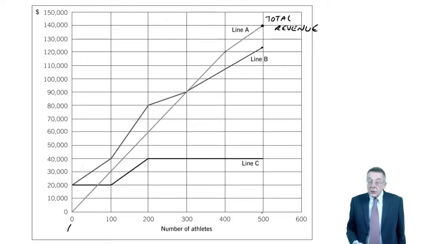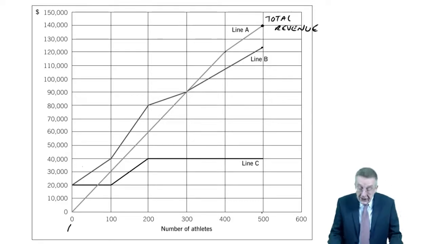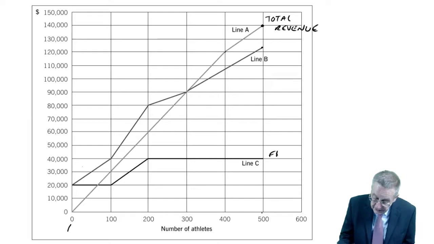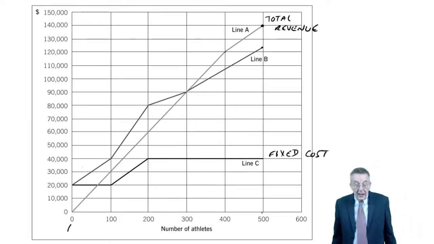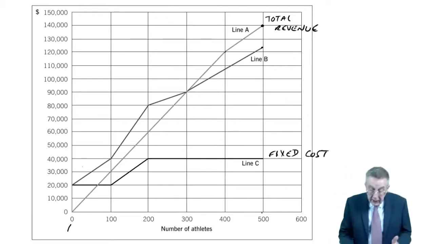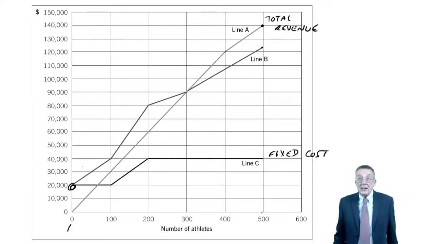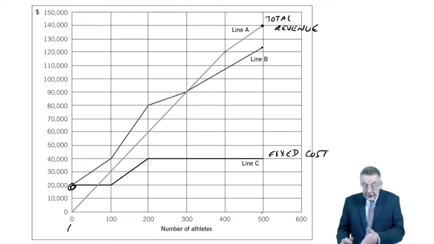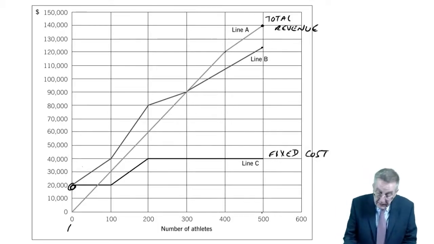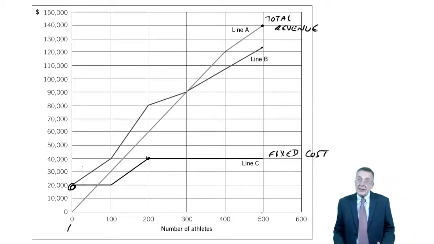The other two lines, well, line C surely must be the fixed costs. I know there's a step up here, we can discuss it for part B in a minute. But for no athletes, we're at 20,000. Once we have 200 athletes and more, it jumps up to 40,000, but that must be the fixed cost.